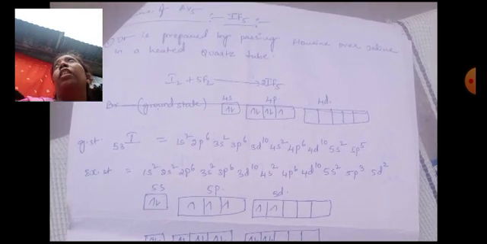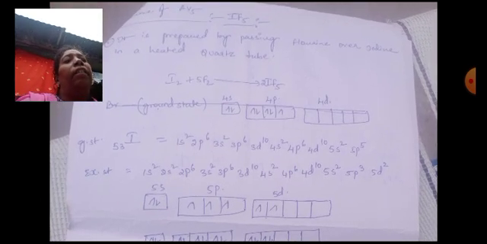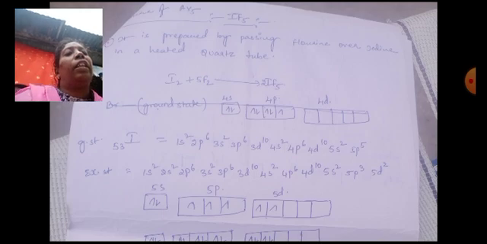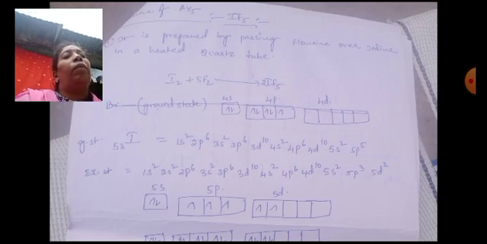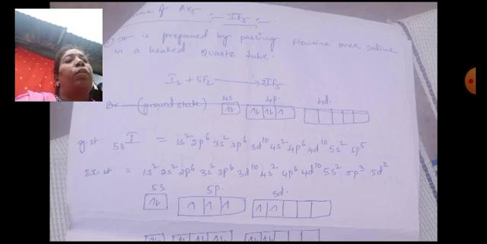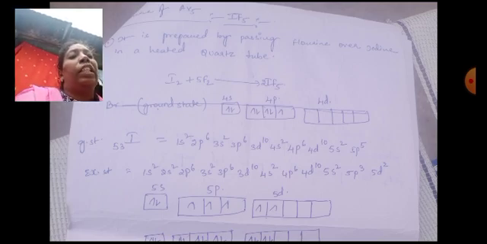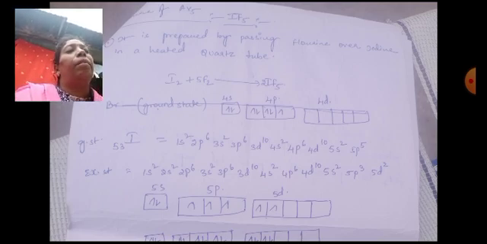Take a heated quartz tube and pass iodine as well as fluorine. You will get the product as you can see in the reaction: iodine plus 5F2 giving rise to 2 moles of iodine pentafluoride. This is about the preparation of AX5 type. Now we'll see the structure and bonding of AX5 type.